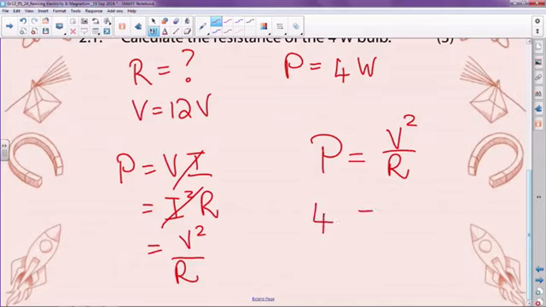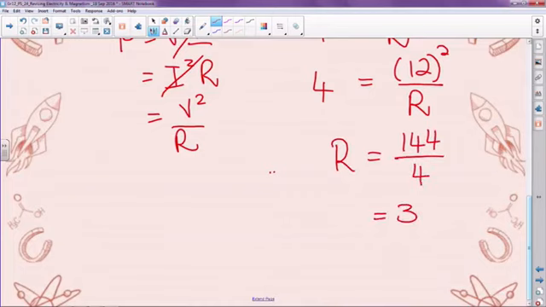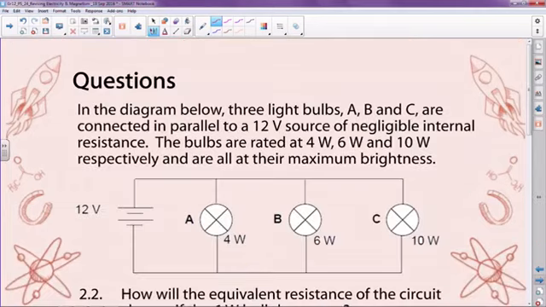So that's 4. V squared is 12. I want R. Okay? So R is going to be 12 squared, which is 144, divided by 4. 36 ohms. So it really wasn't so bad. We just had to think about it. Okay, so next question.